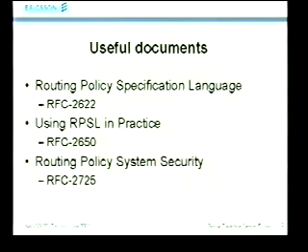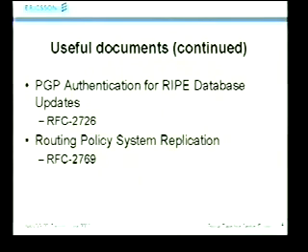Further to do with this routing policy system security is PGP authentication for route database updates. I'm not going to talk about the route database, but there is a good description of PGP authentication for things like RADB and other databases in this document, RFC 2726. But a lot of the ideas referred to in other RFCs were developed in this one.